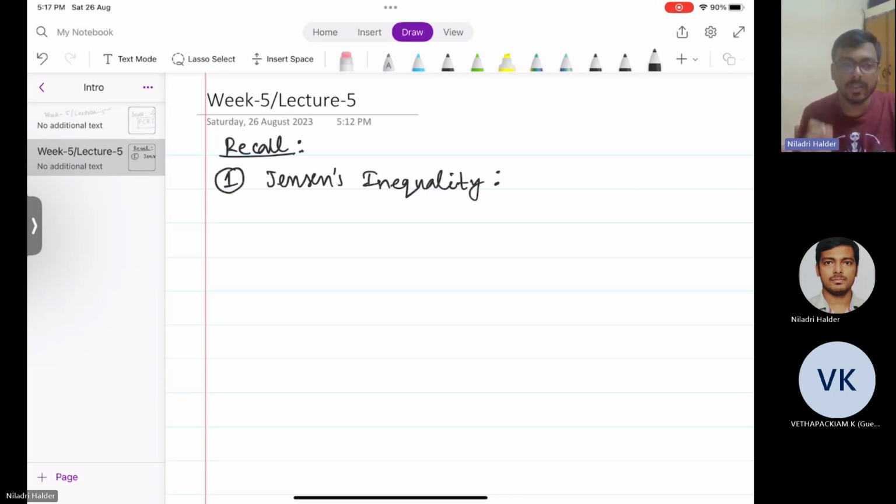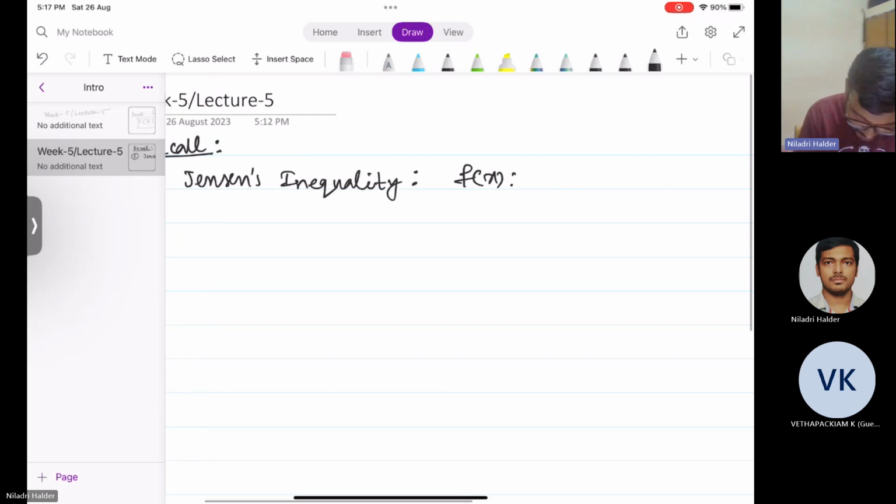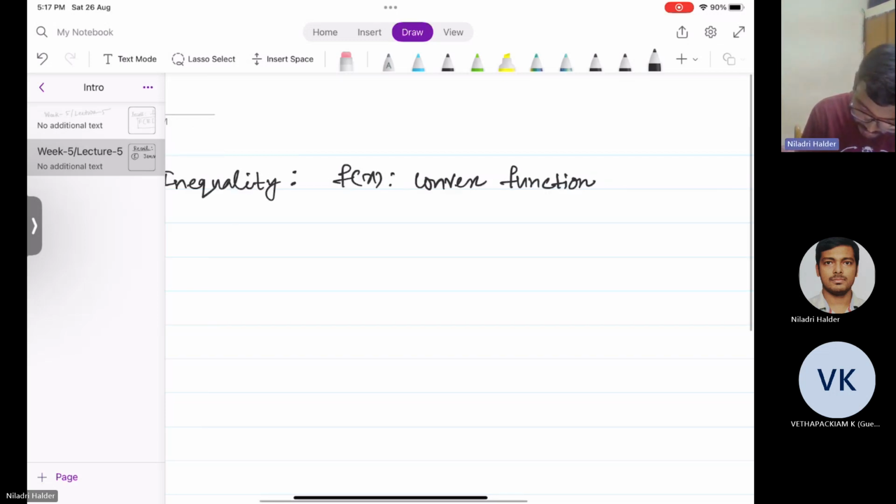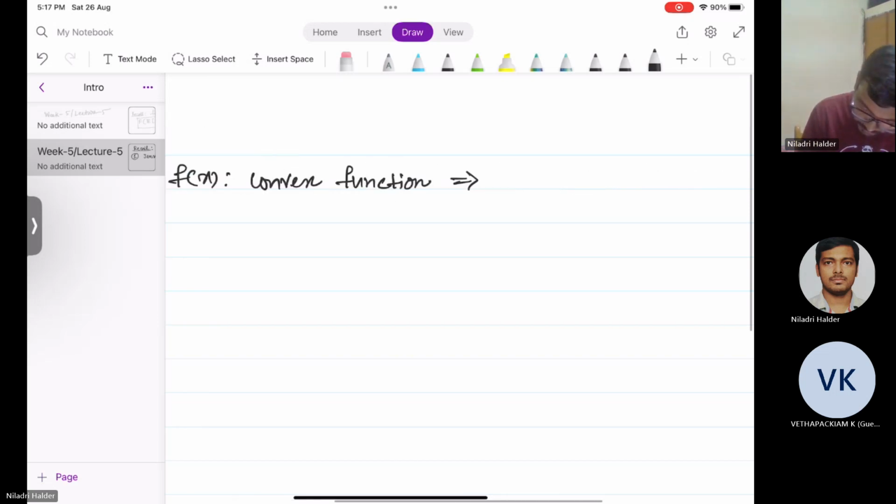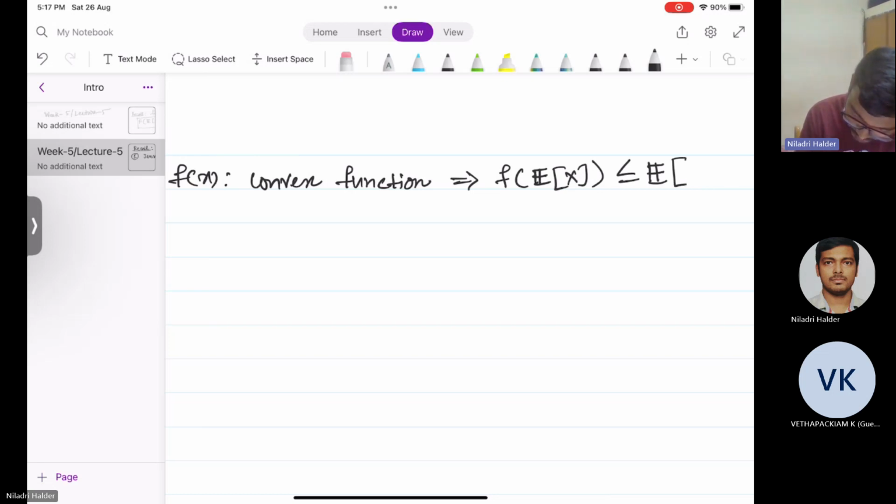According to Jensen's inequality, if f(x) is a convex function, then f of expectation of x is less than or equal to expectation of f(x).